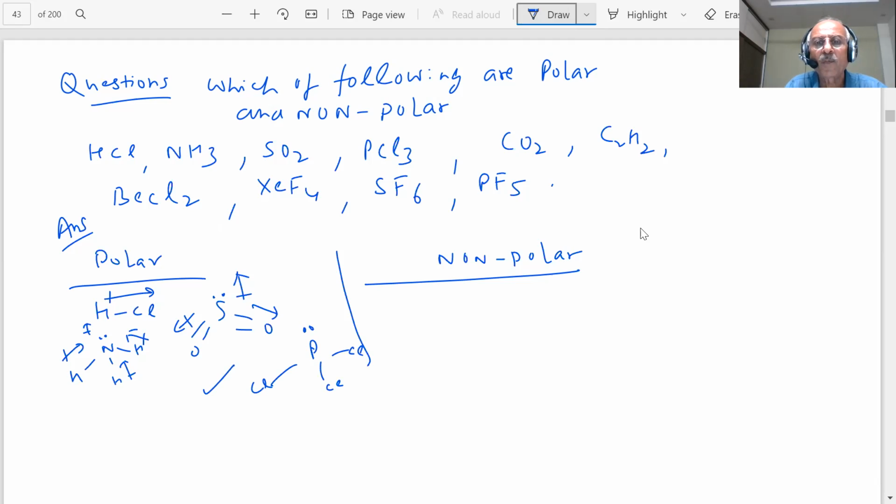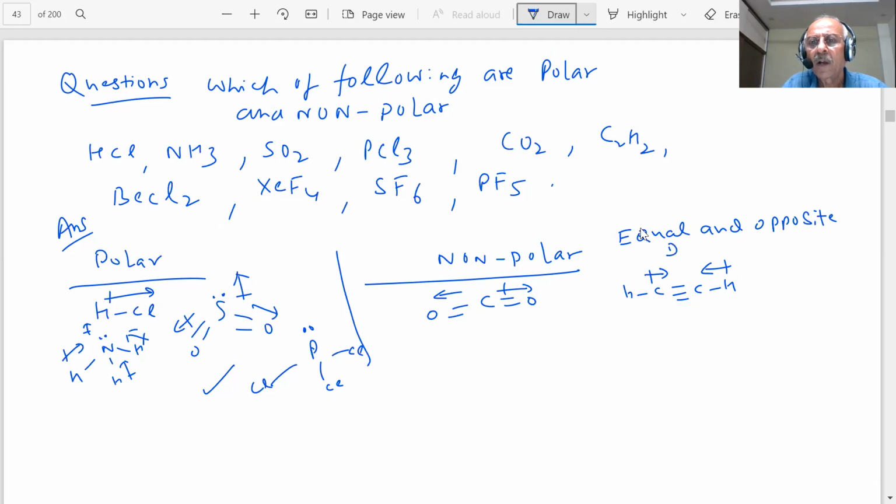And if I consider non-polar, what is happening here? They are cancelling. Equal and opposite dipoles cancel each other because it is a vector quantity.